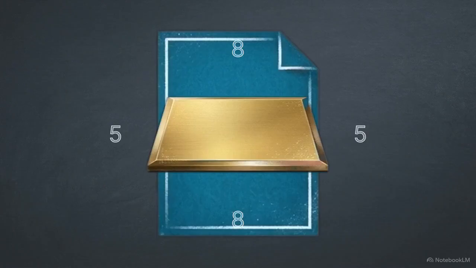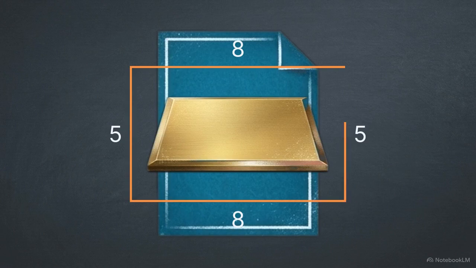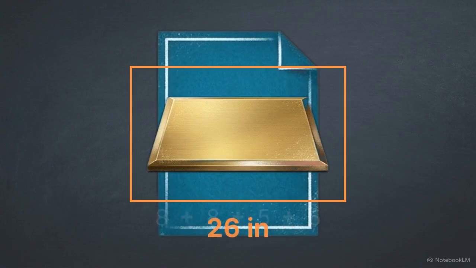This diagram shows a standard rectangle with direct measurements, a length of 8 inches and a width of 5. To find the area, multiply the length by the width for an internal space of 40 square inches. To find the perimeter, add the two lengths and two widths, 8 plus 8 plus 5 plus 5, for an outer boundary of 26 inches.